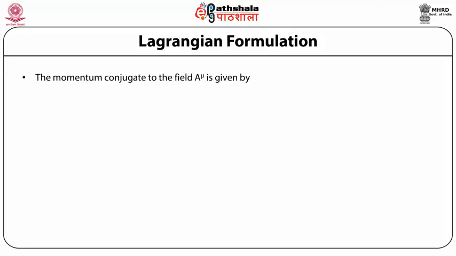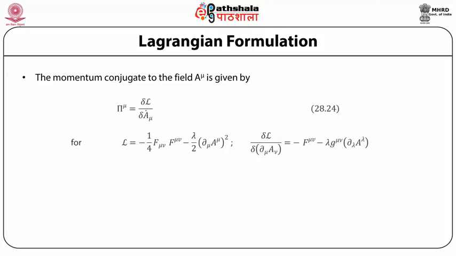The momentum conjugate to the field A_μ is given by π^μ equal to ∂L/∂Ȧ_μ, for the Lagrangian L equals minus 1/4 F_{μν} F^{μν} minus λ/2 (∂_μ A^μ)² summed over all μ. So ∂L/∂(∂_μ A_ν) is equal to minus (F^{μν} − λ g^{μν} ∂_λ A^λ). Then π^μ is equal to ∂L/∂(∂_0 A_μ), which equals minus F^{0μ} minus λ g^{0μ} ∂_λ A^λ, which equals ∂^μ A^0 minus ∂^0 A^μ minus λ g^{0μ} ∂_λ A^λ.